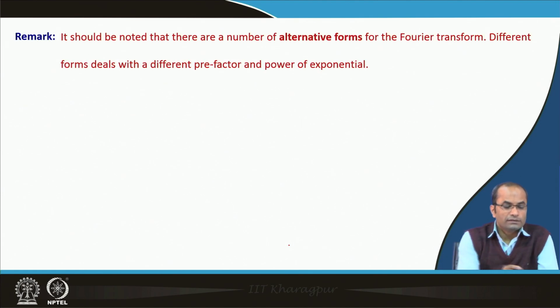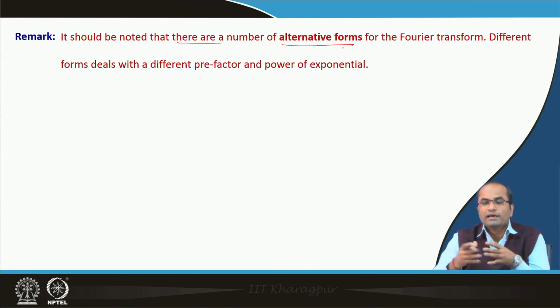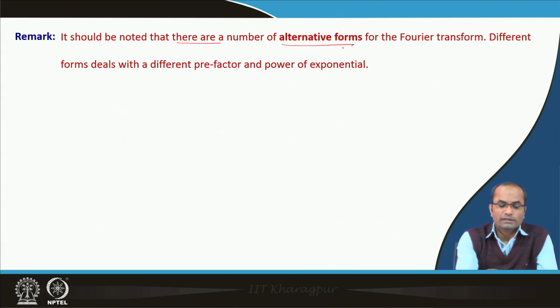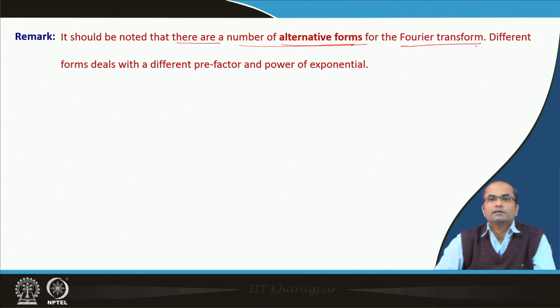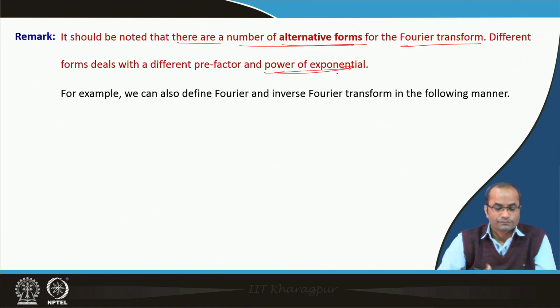Now, just a remark: it should be noted that there are a number of alternative forms, because during the derivation we have seen that we can split in various ways, because there was a factor there. In the process of coming to this complex form, we have this plus I or minus I. That can also be considered as minus I, though we have taken here just the plus I. So, there are many alternate forms of this Fourier transform, and different forms deal with different prefactors and different powers of the exponential.